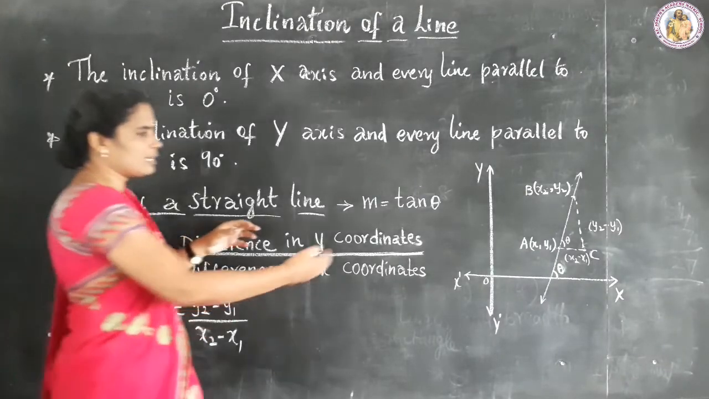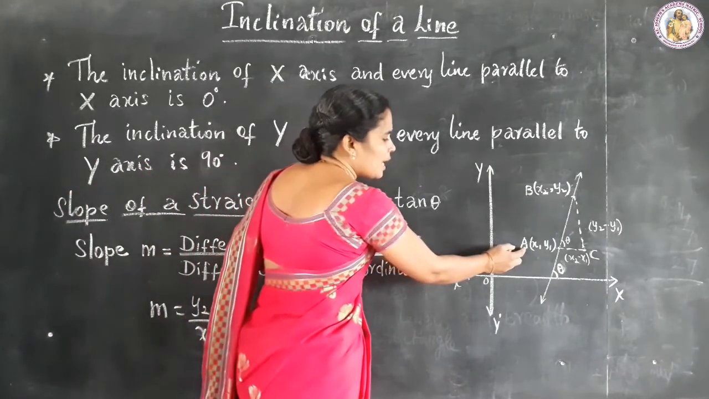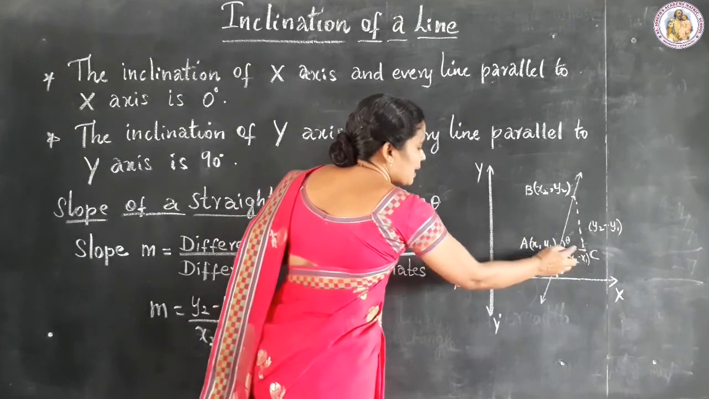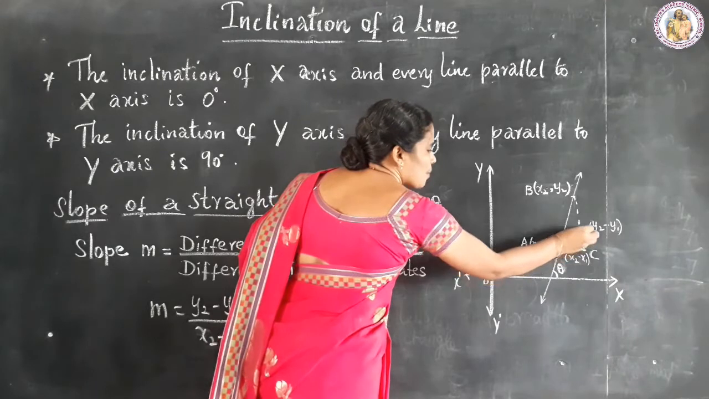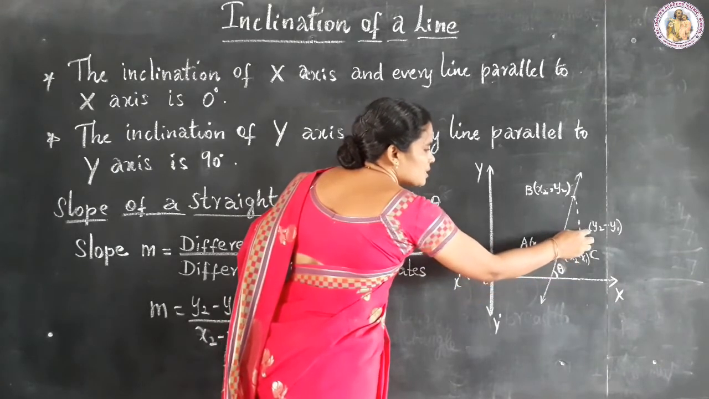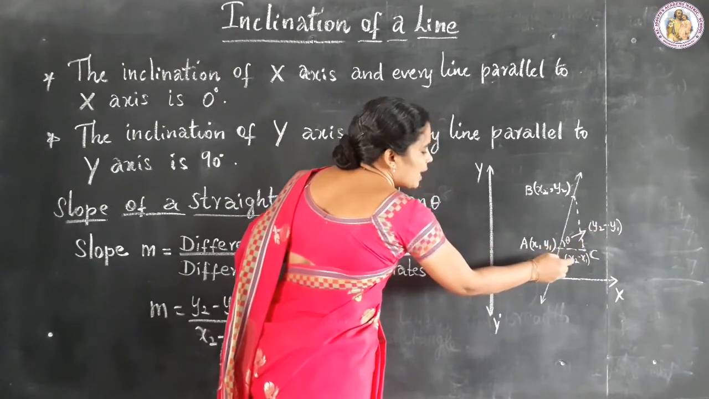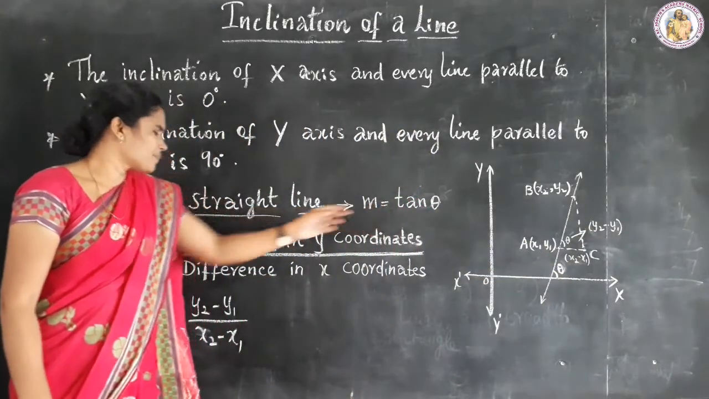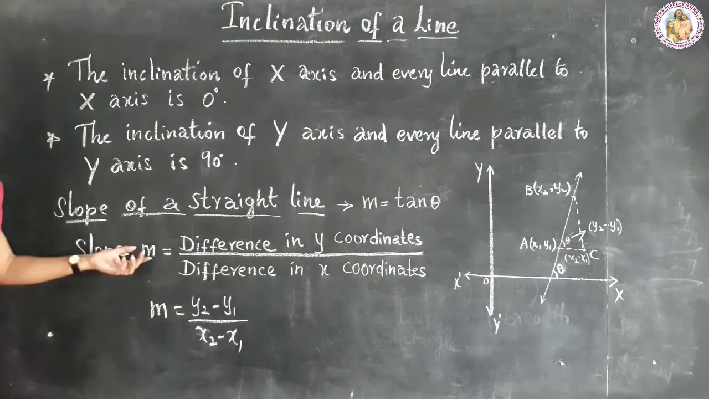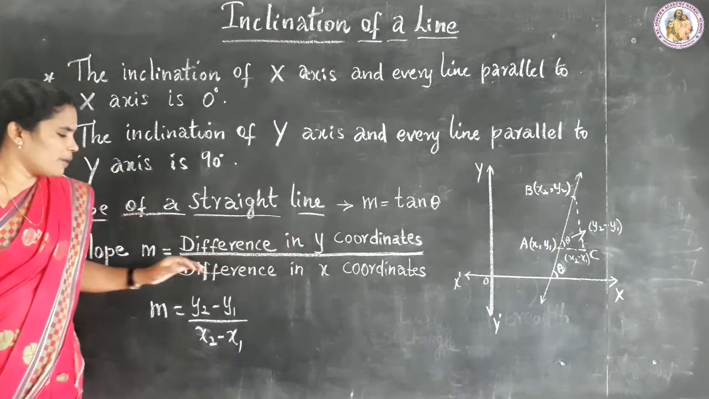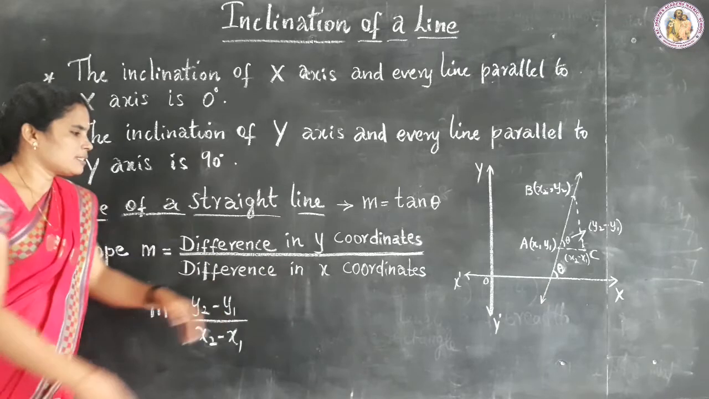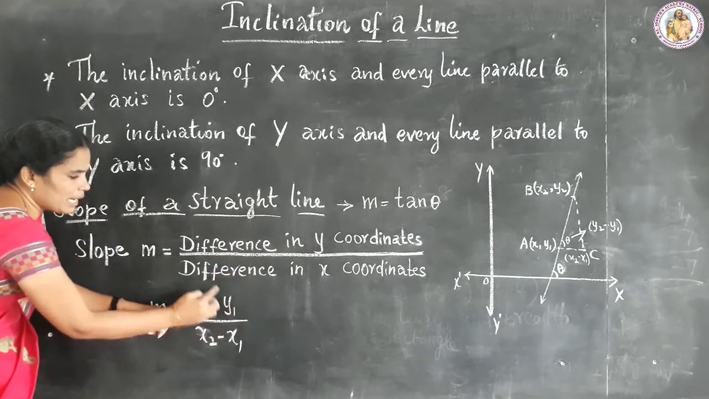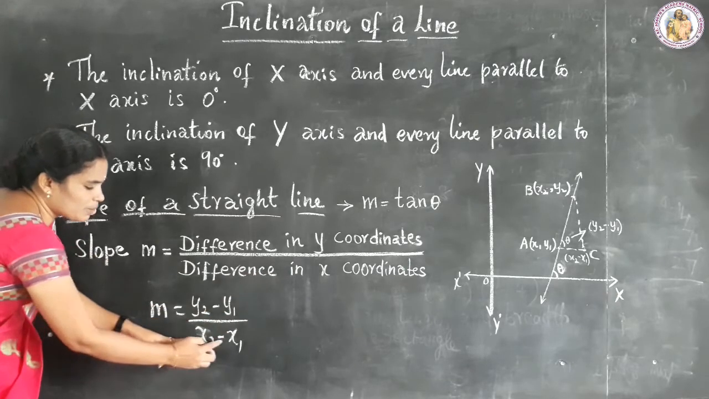Slope of a straight line: in the graph, you can see point A (x1, y1) and point B (x2, y2), where it intersects at C, and tan theta is opposite by adjacent. Here the opposite side is y2 minus y1 and the adjacent side is x2 minus x1, where m is equal to tan theta. And slope m is equal to the difference in y coordinates divided by the difference in x coordinates, that is y2 minus y1 over x2 minus x1.